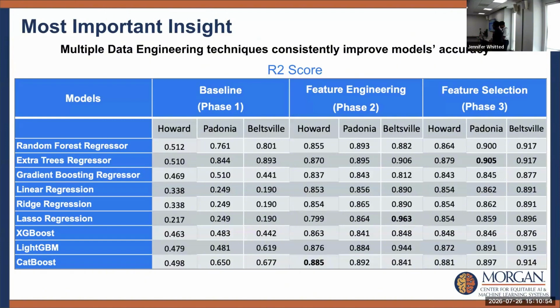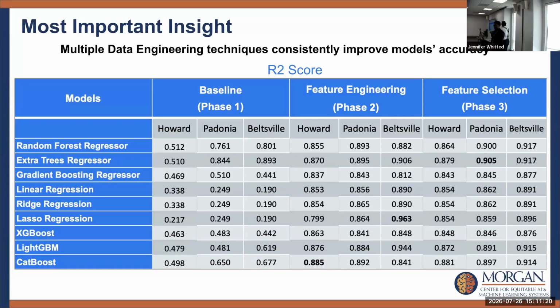Now we move on to our most important insights. The most important thing we found was that multiple data engineering techniques consistently improve model accuracy, and we saw this through our R2 scores. If you look at the graph, we have three stations. Looking at the baseline phase, which was the first phase where we only used our original data set, we had that score right there.